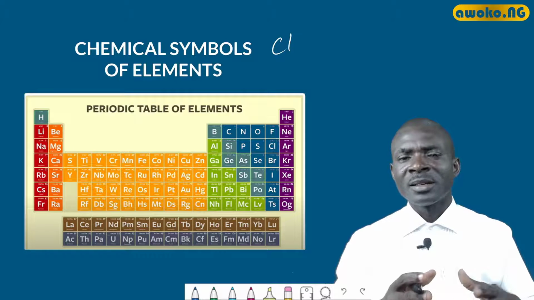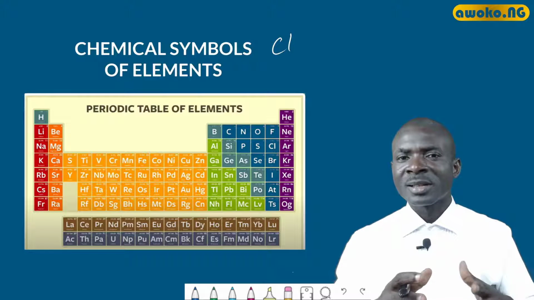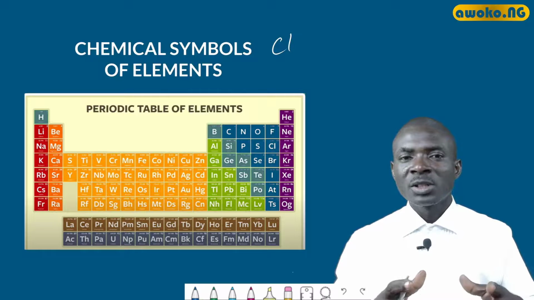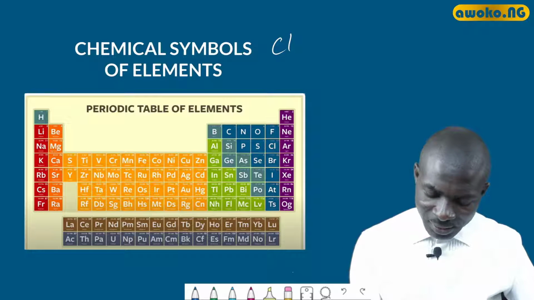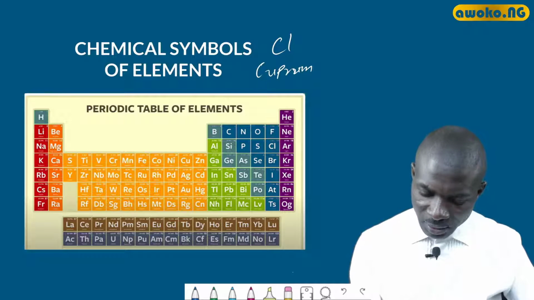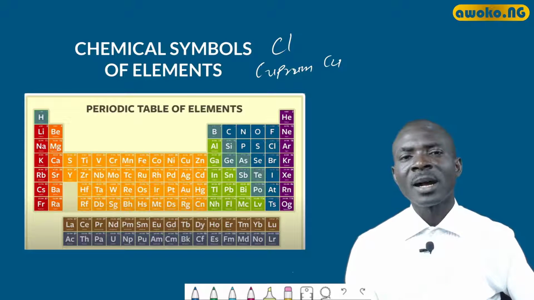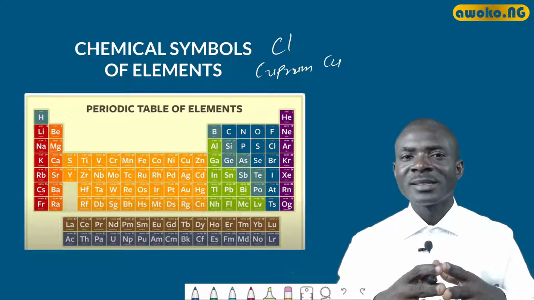Just as we said earlier, the symbols of some elements are written using their Latin names. What are some of the elements whose symbols are written from their Latin names? We have elements like copper, whose Latin name is cuprium, with the symbol capital letter C and small letter u. So the symbol of copper is Cu, and cuprium is the Latin name of copper.